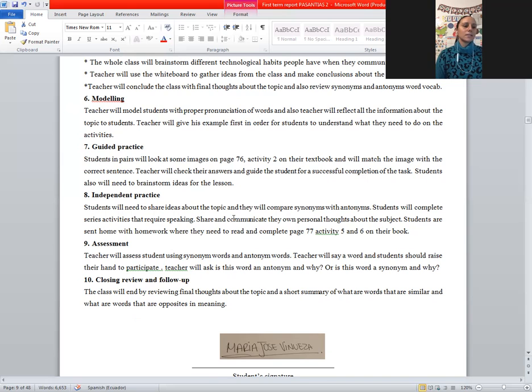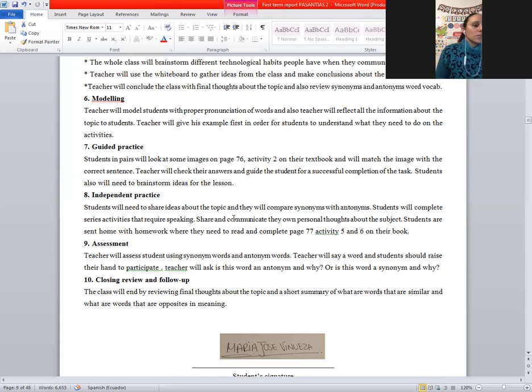In this case, is this an antonym or a synonym word? And why do you think it is? Some of the words have the same meaning, some of them have opposite meaning. So I'm going to be checking on the students and their answers, and that'll be considered as an assessment.